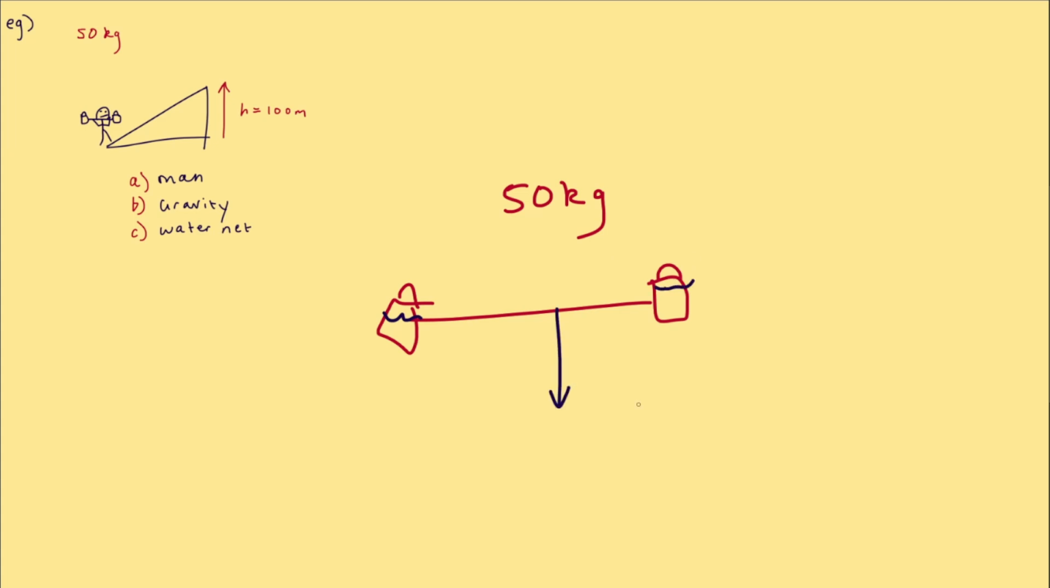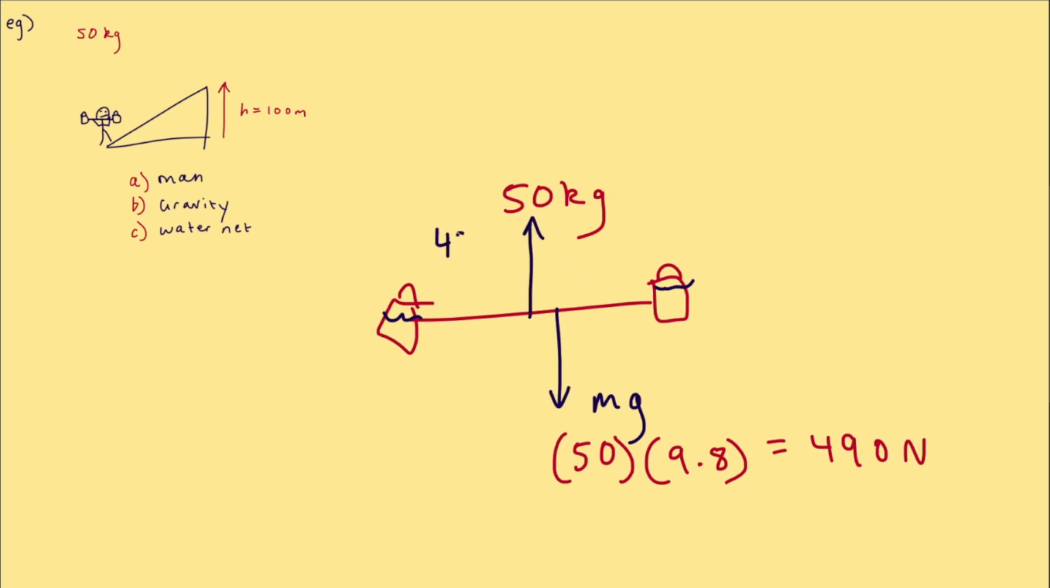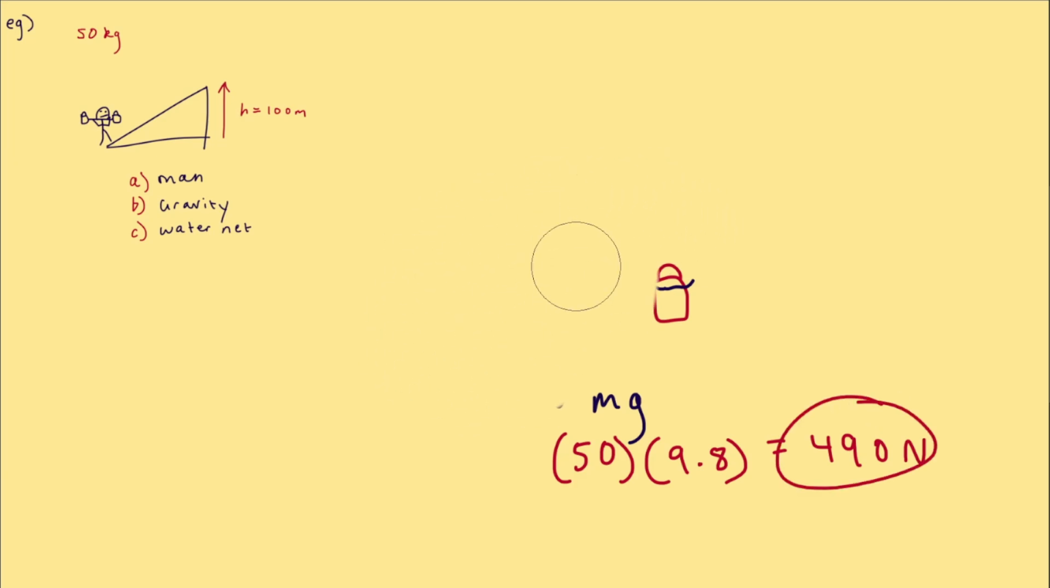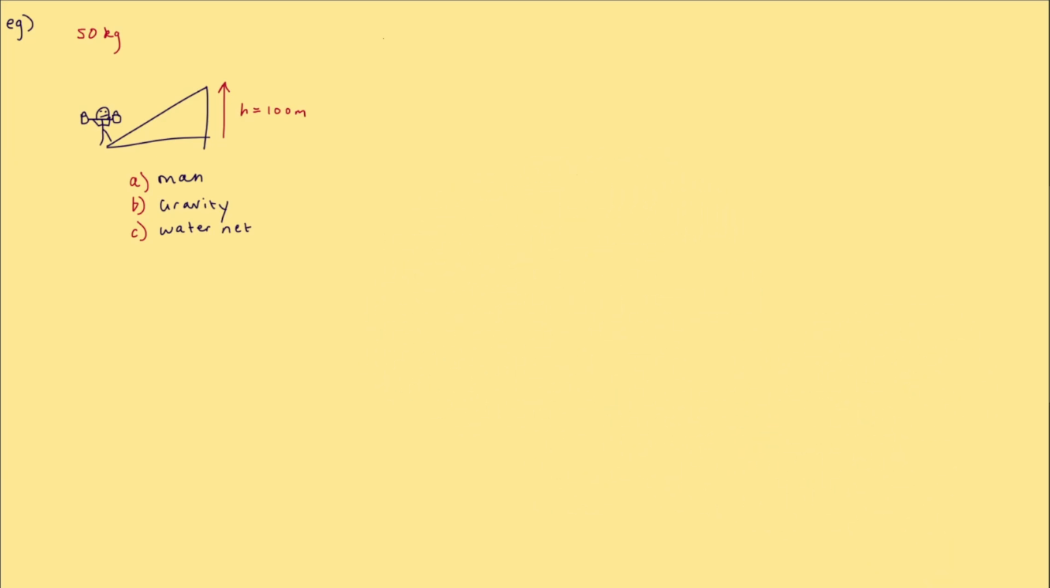And the water is at rest on the shoulders. There's the force of gravity pulling it down, which is 50 times 9.8. And this is 490 newtons. That means to keep it on his shoulders, he is constantly using a force of 490 newtons. Okay, cool. Now we know how much force the Kung Fu master is using, which is 490 newtons.